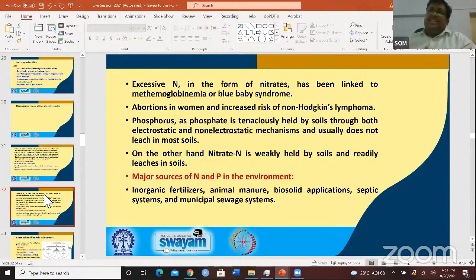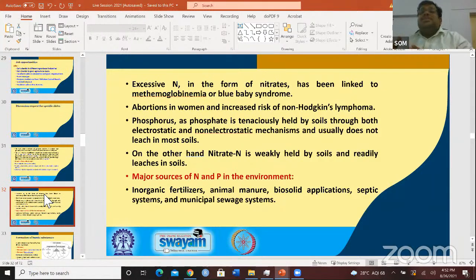Phosphate is tenaciously held by soils through both electrostatic and non-electrostatic mechanisms, because clay develops negative charges and also positive charges, as you know now. When there is positive charge development at the edges of the clay, they attract phosphate anions and hold them, so that they do not usually leach in most soils. On the other hand, nitrogen is weakly held by the soils and readily leaches. So nitrate is highly mobile in the soil.